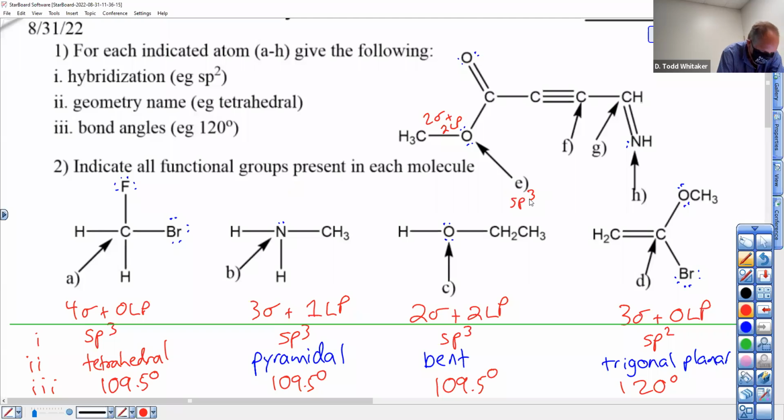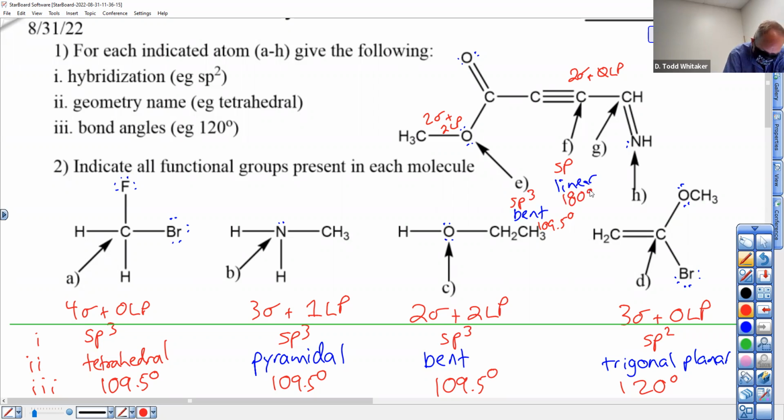And hey, we had one of those. We already had one: 2 sigma, 2 lone pair, sp3. Bent. sp3 is always 109.5. F: 2 sigma, 0 LP. Our first sp. Congratulations. Right? 2 fingers. Name is always what? Linear. Oops. Wish I could spell. What's your angle? 180.